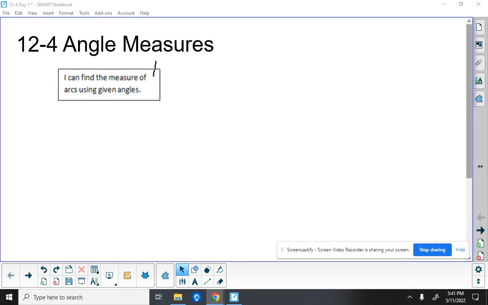All right. Welcome. Today we are looking at the first day of lesson 12.4. This one deals with angle measures. Tomorrow we're going to look at the next one, which I believe deals with segment lengths. In this lesson I can find the measure of arcs using given angles.